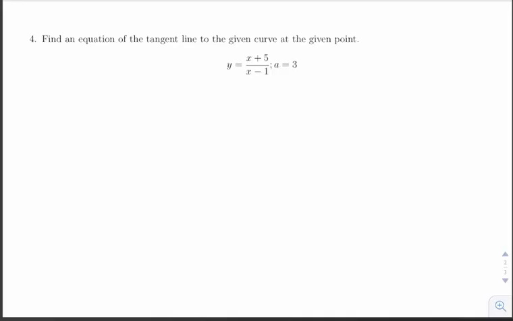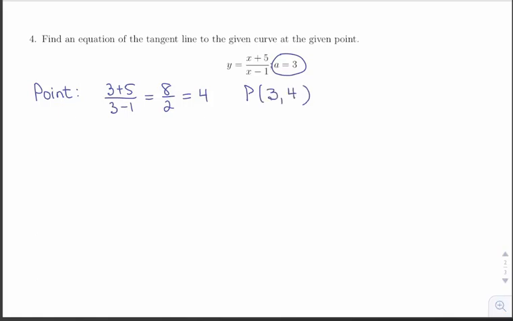We have a curve, we have some rational function, a point on the curve, we want to find the equation of the tangent line. So we need slope and a point, right? That's what we need. Well, let's find the point first. That's the easy part. Point. Remember what this is. This is your x, right? So if x is equal to 3, what do we get? 3 plus 5 over 3 minus 1, that's 8 over 2, so that's 4. So my point is (3, 4).